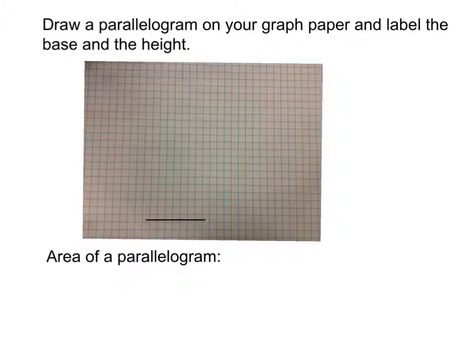So 6 squares, and then I want you to count up, let's make the height 5. And then you're going to shift over 3 squares, and you're going to draw a parallelogram like this, right? So draw a parallelogram on your graph paper and label the base and the height. So the base we said was 6. Let's just call these centimeters, okay? So our base is 6 centimeters.